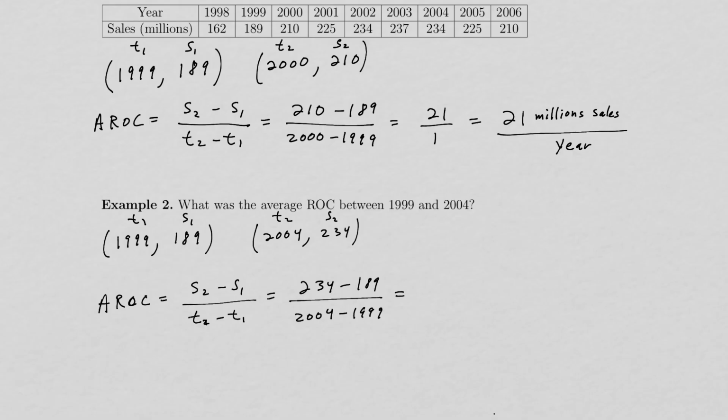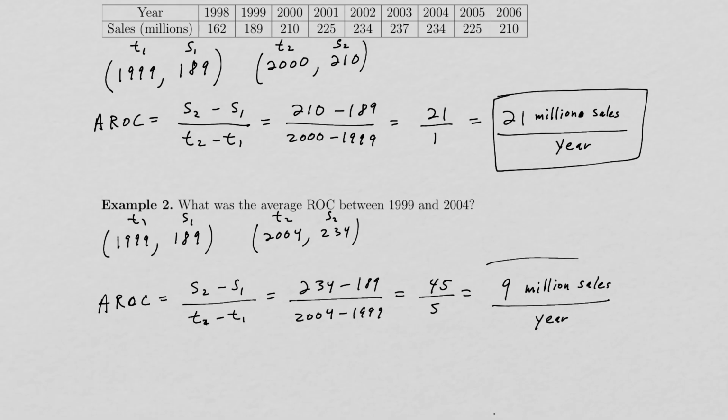In the numerator, I'm going to have, I guess, 45, right? 234 minus 189 is 45, divided by, in the denominator, I have 5, and then I can simplify that to 9. So the answer will be 9 million sales of that product per year. Yeah, I guess there should be no S up here, right? Just 9 million sales per year. So those are my average rate of change over those years.